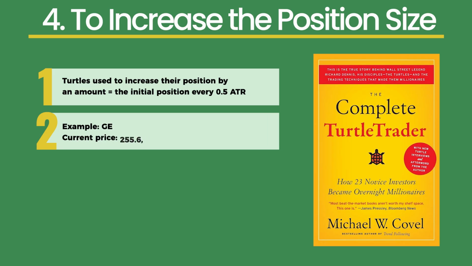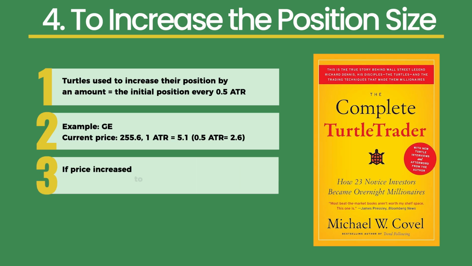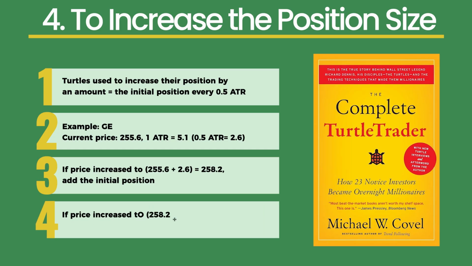So let's take GE as an example. The current price is 255, 1 ATR is 5, 0.5 ATR is 2.6. So if the stock increased by 2.6, they add a position equal to the initial position that they started with. So let's assume that the stock price increased by another 2.6, then they add another position equal to the initial position that they added until they reach the maximum of 4 times the initial position. Okay, so that was the fourth use of the average true range.